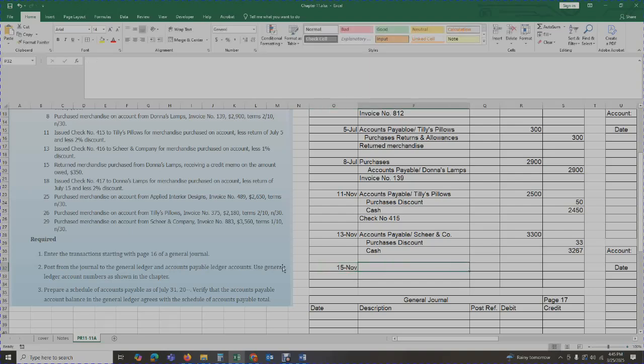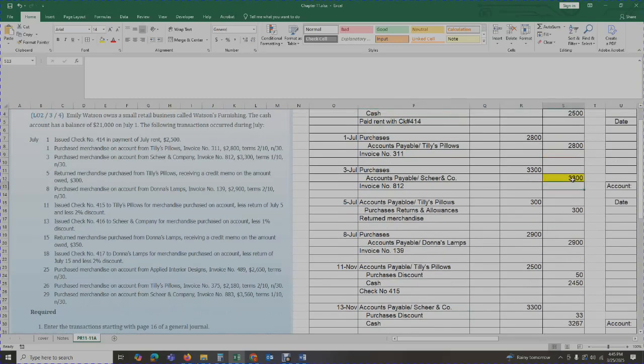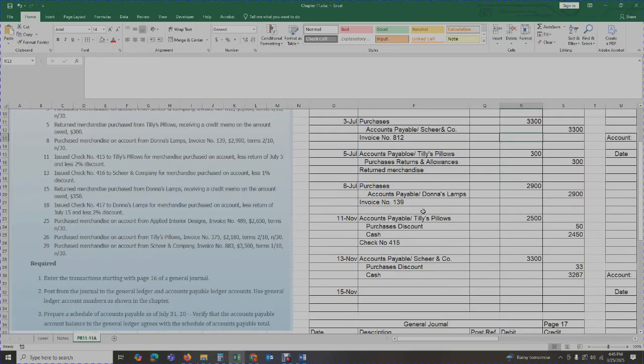On November the 15th, we returned merchandise. Remember, when we have returns, we use the purchases, returns, and allowances. So we have returned merchandise purchased from Donna's Lamps, receiving a credit memo on the amount owed, $350. So we bought some stuff from Donna's Lamps, and now we're returning $350 back to them. So when we made the purchase for Donna's Lamps, let me remove this. So let's look for Donna's Lamps right here.